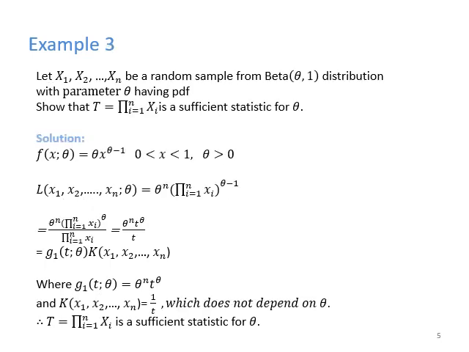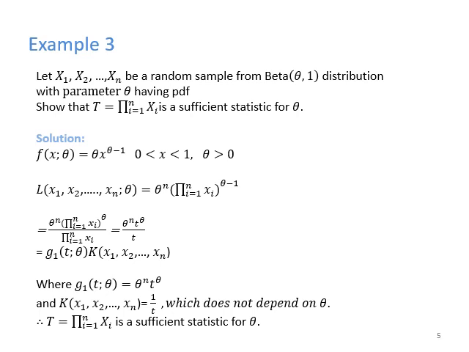Let us consider a third example about the factorization theorem. In this example, we have a random sample from the beta distribution with parameters theta and 1, and we want to show that t equal product xi is a sufficient statistic for theta. The probability density function of the beta distribution is given by theta x to the power theta minus 1. Of course, for the beta distribution, x takes values between 0 and 1 and theta is greater than 0.